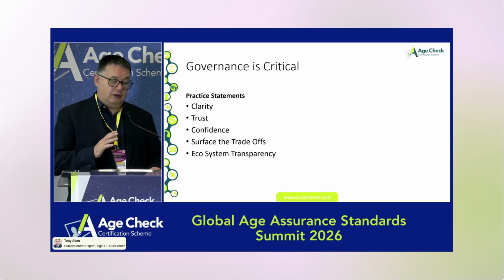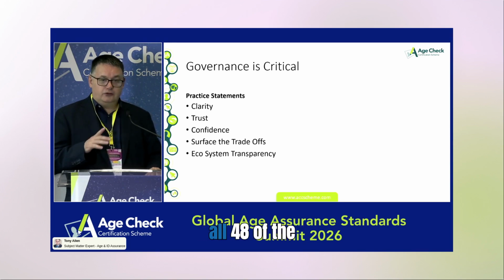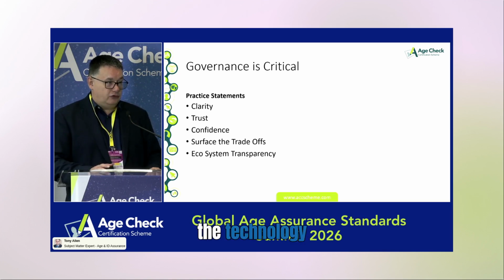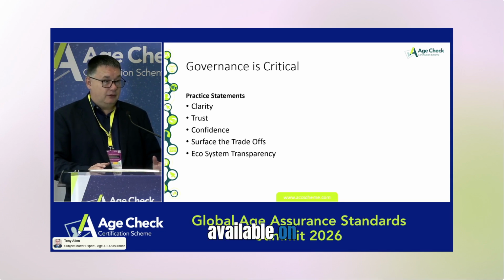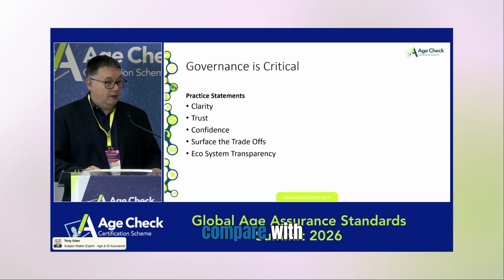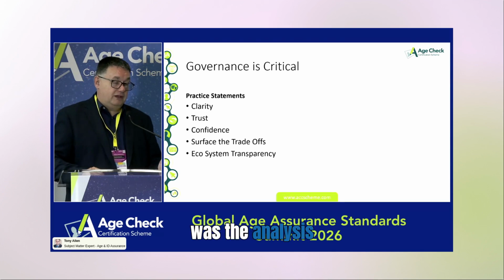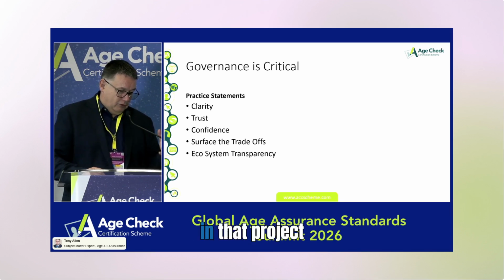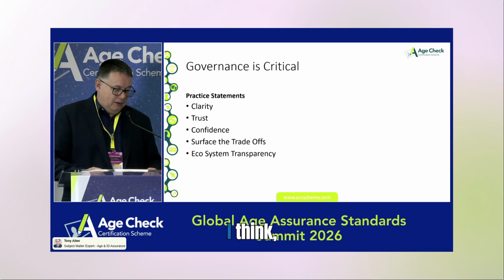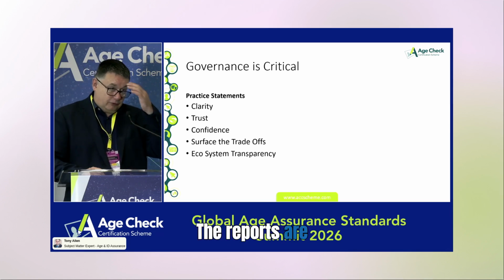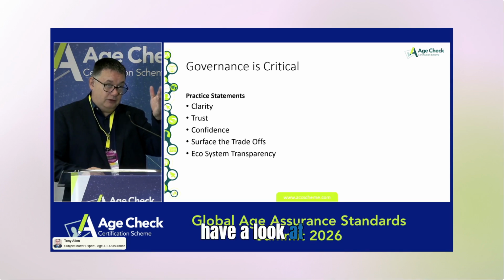If you're interested in learning about that a bit more, all 48 of the practice statements that were submitted to the Australian government for the technology trial were all published and are available on ageassurance.com.au, and you can see how they all compare with each other. Also published was the analysis of that and the tables and charts that go with it. We were involved in that project, and the Australian government were, I think, absolutely brilliant in saying that they wanted transparency and openness over the reports. The reports are out in the lobby if you want to have a look at them in the bookshop.